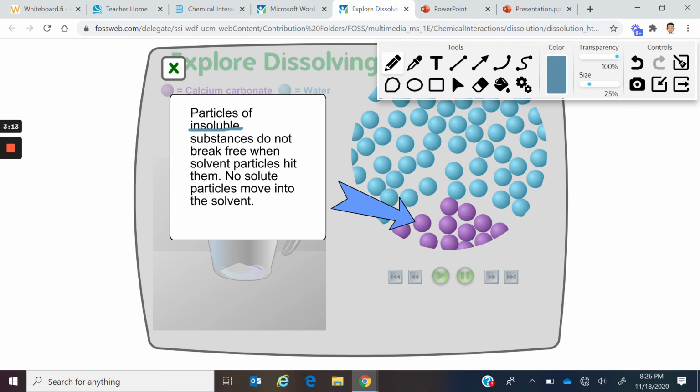And so no solute particles move into the solvent. And that's where we get the different kinds of solutes. We only have a solution when the solute dissolves into the solvent. So in this case, when we put calcium carbonate into water, we do not have a solution because it does not dissolve.